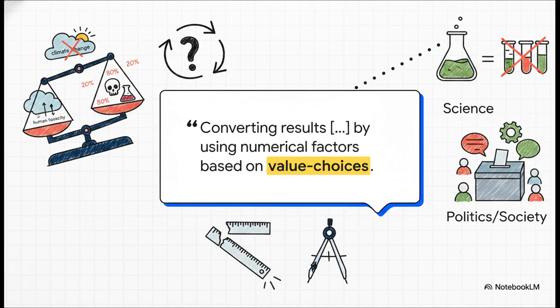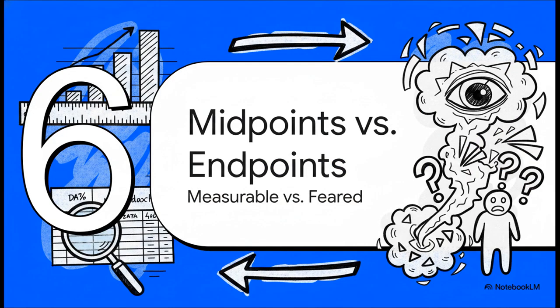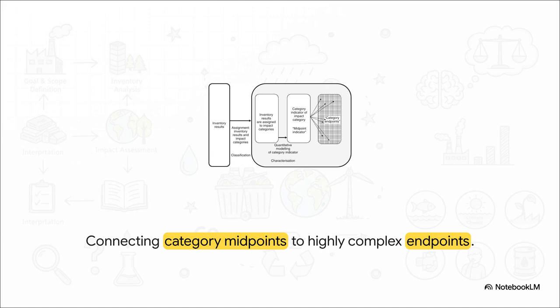Because of this, the ISO standard strictly prohibits the use of weighting for any comparative assertions that are released to the public. The science literally has to remain neutral. Let's pull back a bit for our final section. Section 6, Midpoints versus Endpoints. We're looking at the fascinating tension here between what we can physically calculate and what we actually worry about. This perfectly maps the journey from a known cause to a highly complex effect.